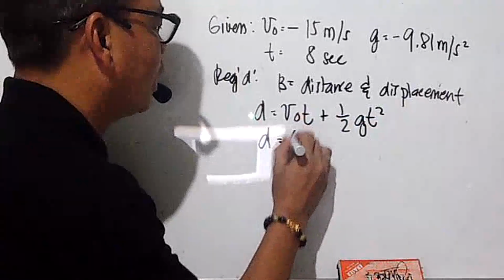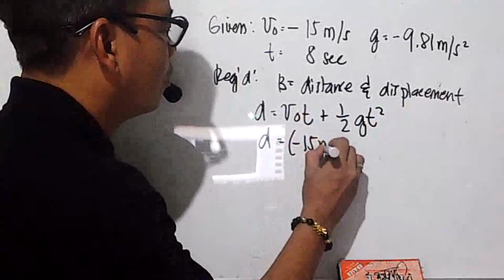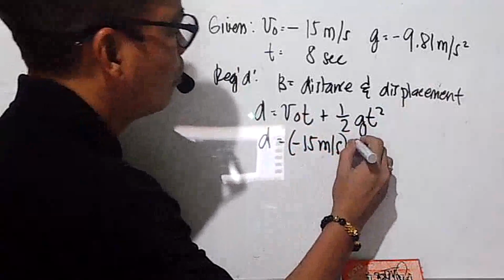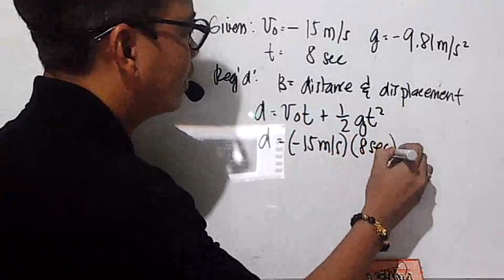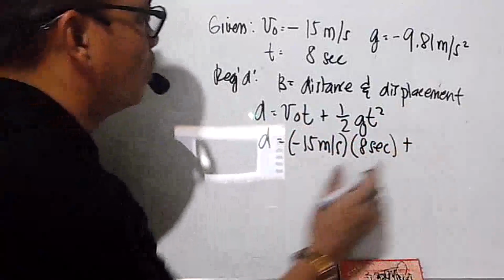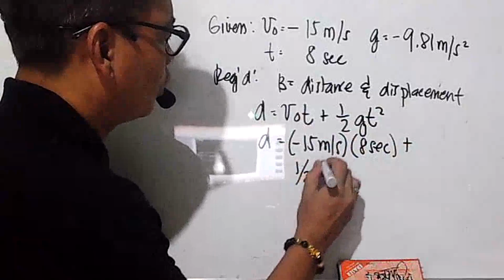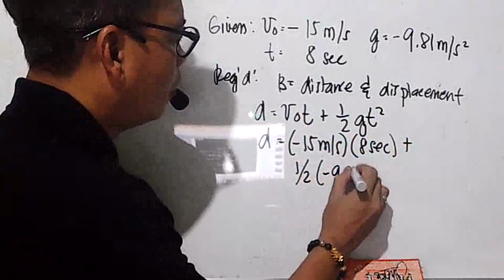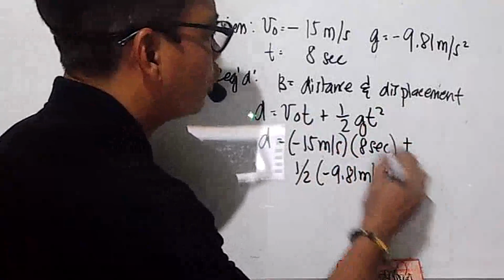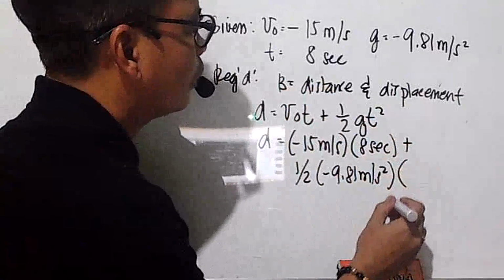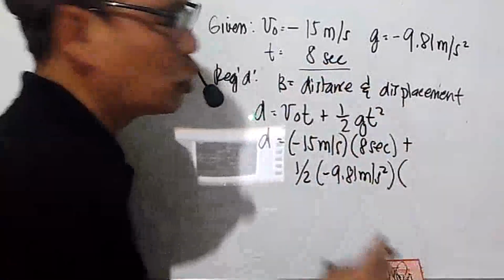So your initial velocity now is negative 15 meters per second, multiplied by your time, which is 8 seconds. And then plus, I'll write it below, 1/2 multiplied by negative 9.81 meters per second squared, which is your gravity, and the square of your time. That is 8, I'll be squaring it.